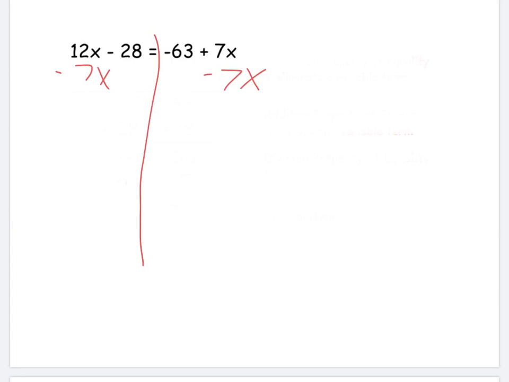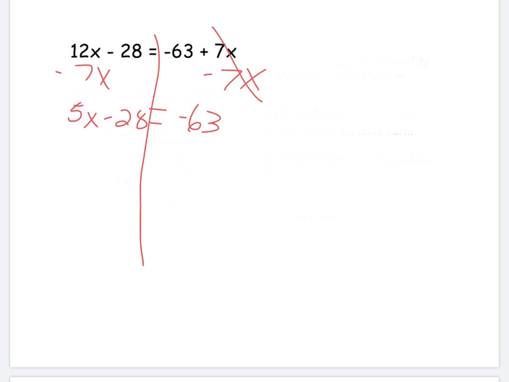On this left-hand side, if I have 12x, 12x minus 7x gives me 5x. I didn't do anything with the minus 28, so it stays there. And I didn't do anything with the negative 63, so it stays there. And then 7x minus 7x gives me 0. I also still have the equal sign in the middle. So now I have a regular two-step equation to solve.